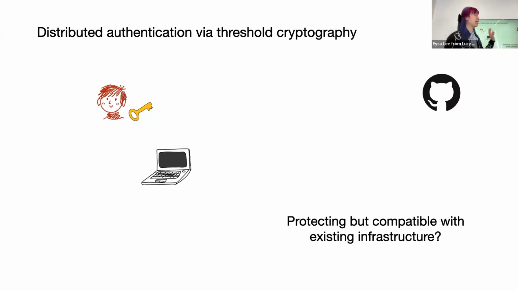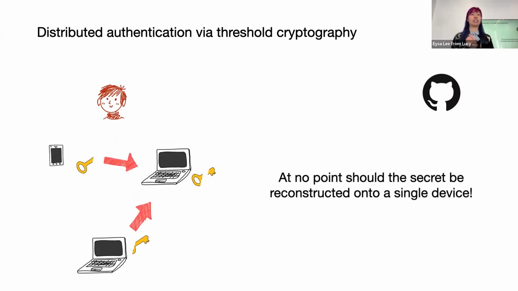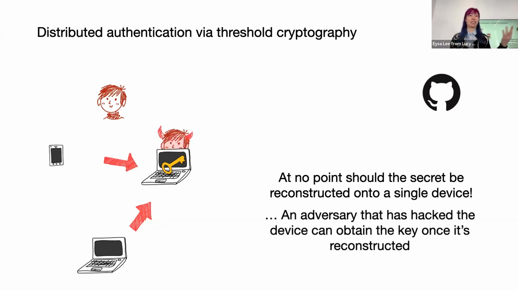The way that threshold cryptography works in this context is that instead of this single computer, I'm going to split my key into multiple pieces and distribute this among multiple devices. A key thing about distributing this key, notice how they have different little fractions, is that at no point should we reconstruct this key onto a single device. If we put all these components back on a single device, an adversary can just sit on that device, wait for it to reconstruct, and then get a hold of it. This defeats the entire purpose.